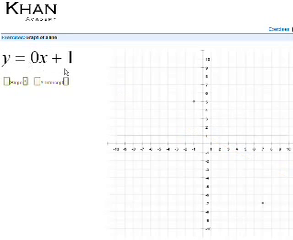Y equals 0x plus 1. We could have rewritten this as just y equals 1, because 0x is the same thing as 0. Notice it's a completely flat line. No matter what x is, y is 1. That makes sense because this equation would just be y equals 1.